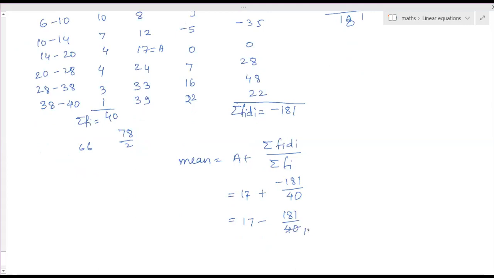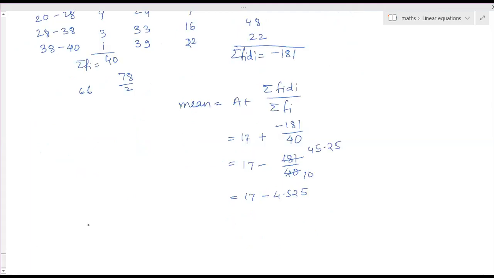4 tens are 40, 4 fours are 16, 21, 4 fives are 20.25. So 17 minus 4.525, and then subtract it. So it is 475, 12.475. Yes, exact answer. 12.475 is the answer.